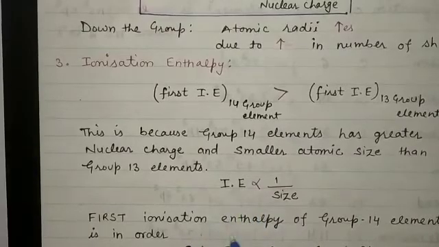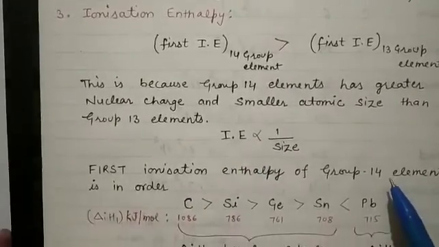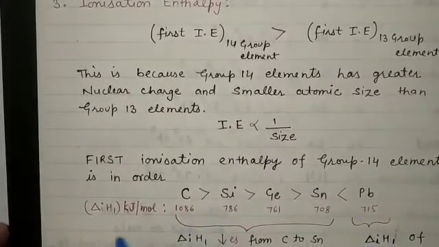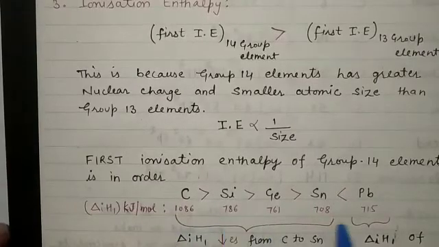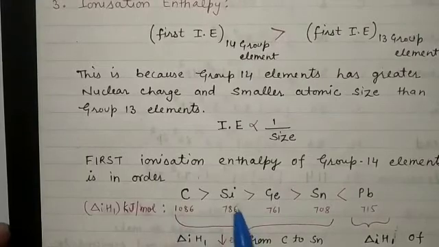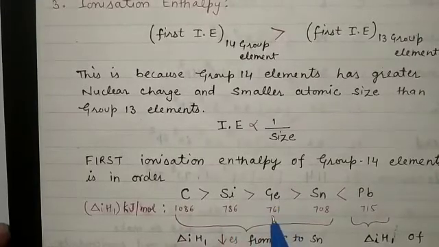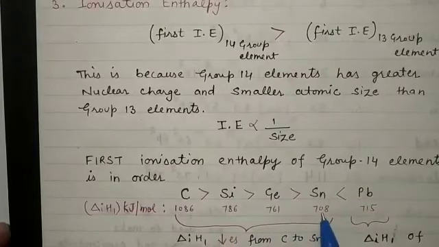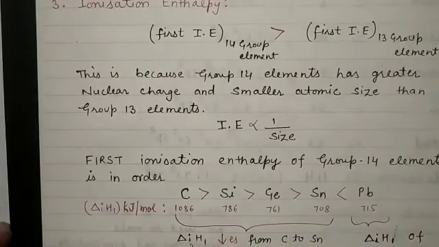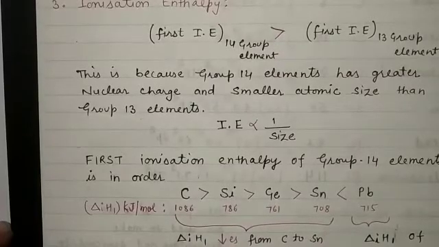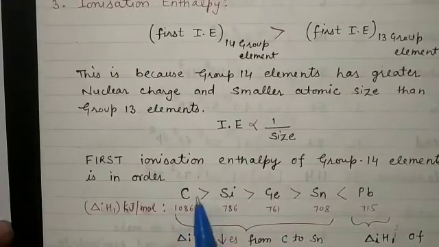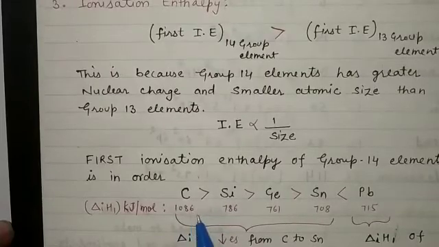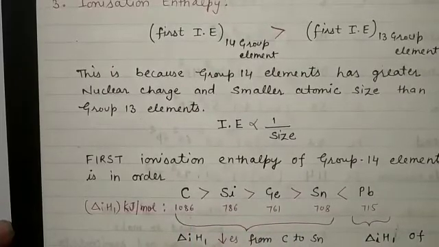The first ionization enthalpy for group 14 elements is in this order: carbon has a first ionization enthalpy of 1086 kilojoule per mole. All these values are given in kilojoule per mole. Silicon has 786, germanium 761, tin 708. Here ΔiH1 means first ionization enthalpy, which decreases from carbon to tin due to the increase in atomic size.